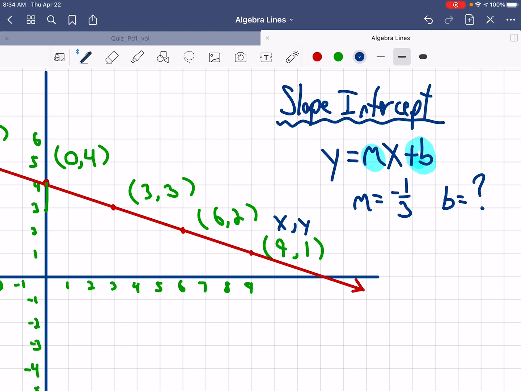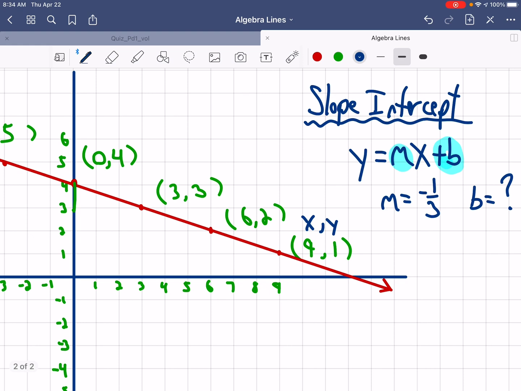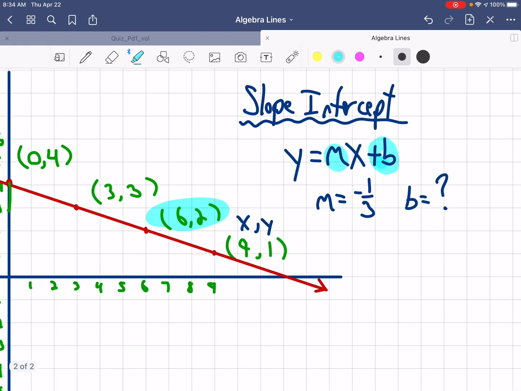Like, what's b? So one way that teachers teach this is they say, all right, well, if you know the slope and then you have a point that's on your line, well, we have a bunch of points that we can choose from. So just for fun, in this example, we're going to pick the point 6, 2. So that means now we have an x and a y. I'm going to say 6, 2 is one of my points, and that's an x and a y.